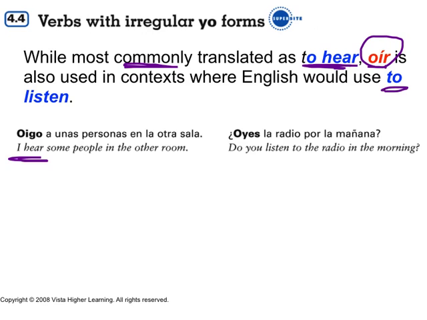However, it also could mean to listen. Spanish uses it this way too. ¿Oyes la radio por la mañana? Do you listen to the radio in the morning? So don't forget that. Oír could mean to hear and to listen. So that wraps up the irregular yo forms of the present tense.